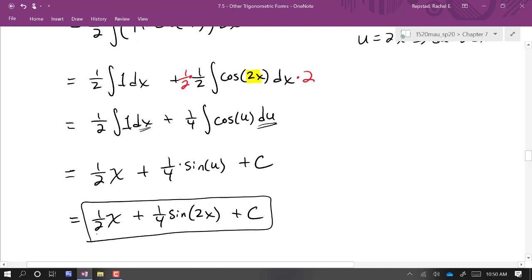If we had a sine squared and a cosine squared multiplied together, we just use the half angle for both. If I had a cosine to the 4th, I'd use the double angle. I'd say that's cosine squared squared, and then we'd still use that half angle identity.